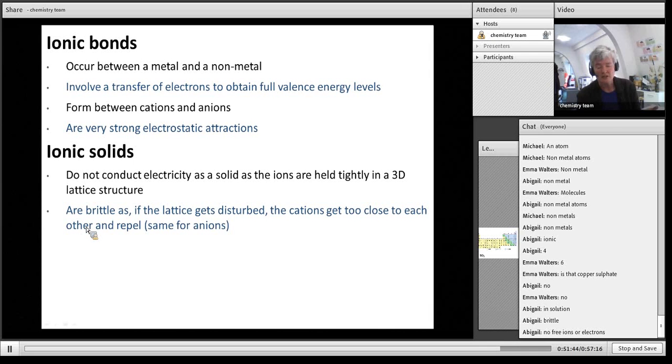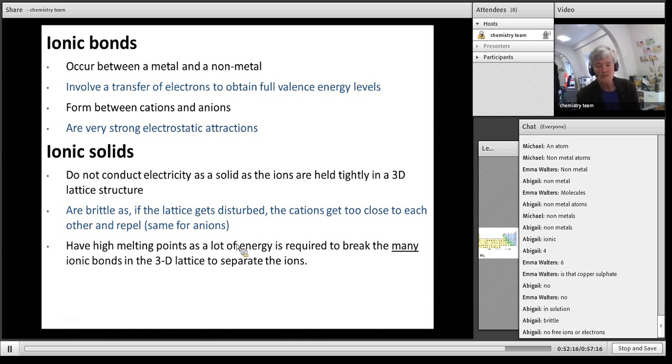Why are they brittle? If we take a hammer to them, why can't we mold it? Why does it just shatter? And again, explain that if the lattice gets disturbed by taking a hammer to it, you shift the position of the ions, so you're suddenly going to get your cations too close together or your anions too close together, and instead of attracting, you're going to have the opposite force, and they're going to repel, so of course it's all going to fall apart. I've just given a very summarized version here. You could explain in a bit more detail.